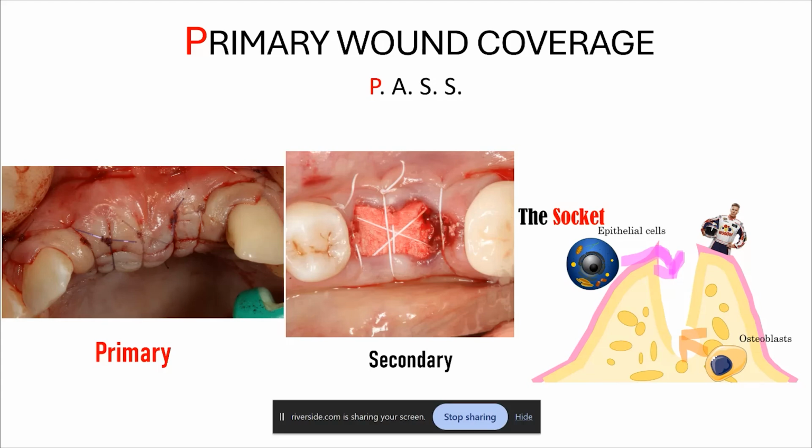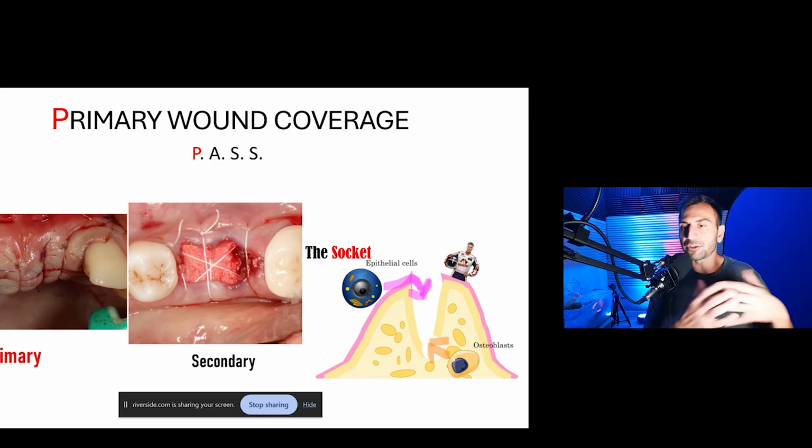So in essence, when that socket is trying to close, your epithelial cells, which create more gum tissue, fill in much quicker than your bone cells. Hence you'll get more gum tissue, or some kind of collapse of the amount of bone, if you leave an open socket, as compared to closing the gum tissue over the socket. The reason is that when epithelial cells touch each other, there's something called contact inhibition. They hit each other and stop moving and migrating further.